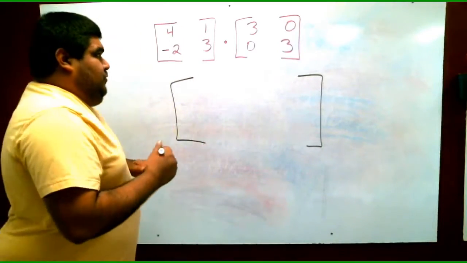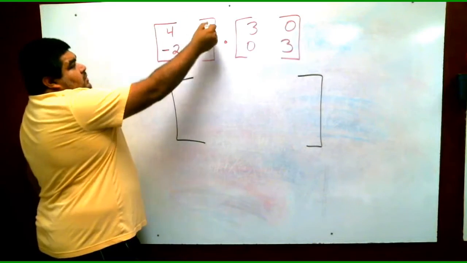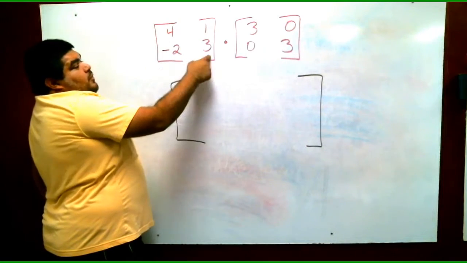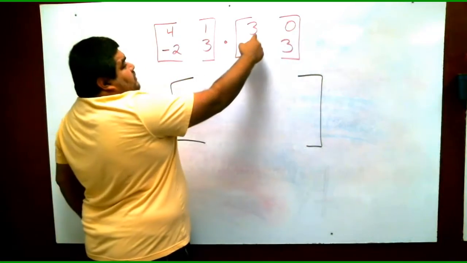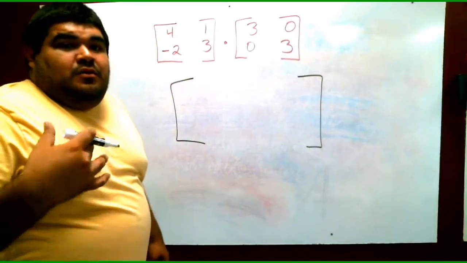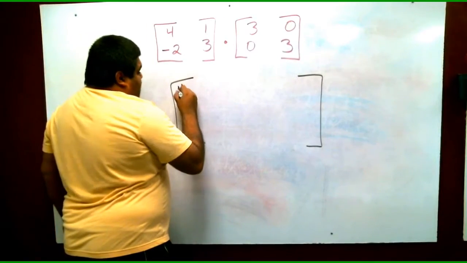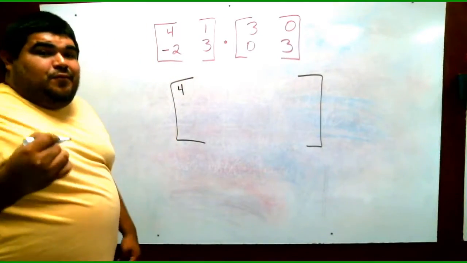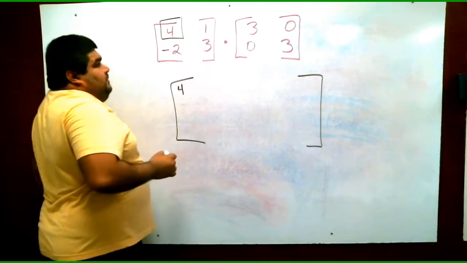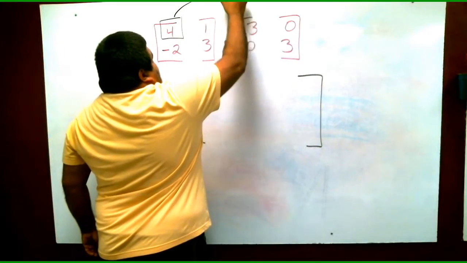Let's start off with the first one. We have 4, -4, 1, -2, 3. On the other matrix, you have 3, 0, 0, 3. Let's start off with the first one, which is 4. So we're gonna have a 4 here. Okay, that 4 is being multiplied times the 3.